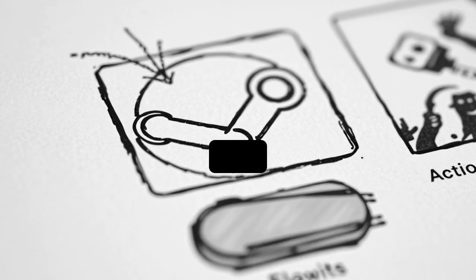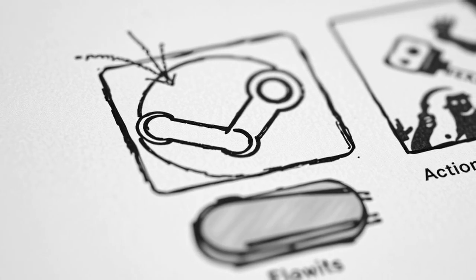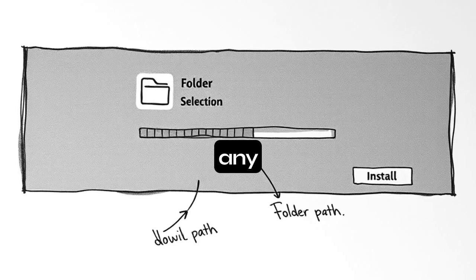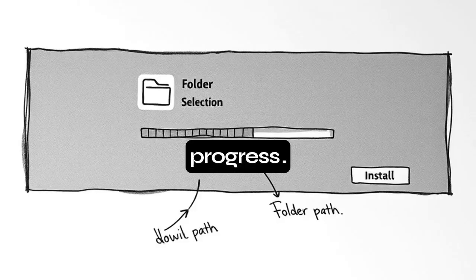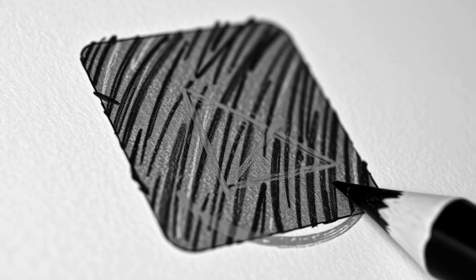Step 4. Go to your library, find the new game, then click Install. Choose Install Location, agree to any prompts, and watch the download progress. Once installed, click Play to launch. Verify the game runs and updates if needed.